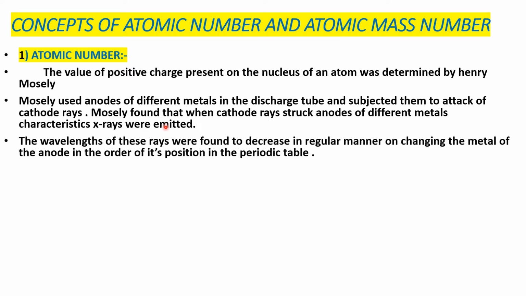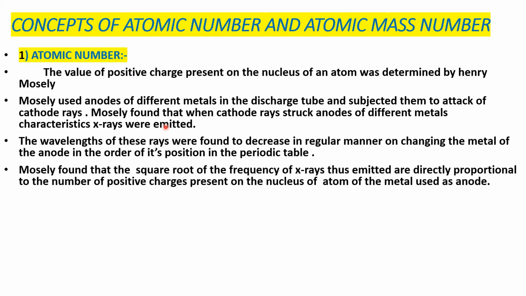The wavelength of these rays was found to decrease in a regular manner on changing the metal of the anode in the order of its position in the periodic table. Then Moseley found that the square root of the frequency of X-rays thus emitted is directly proportional to the number of positive charges present on the nucleus of the atom of the metal used as an anode.